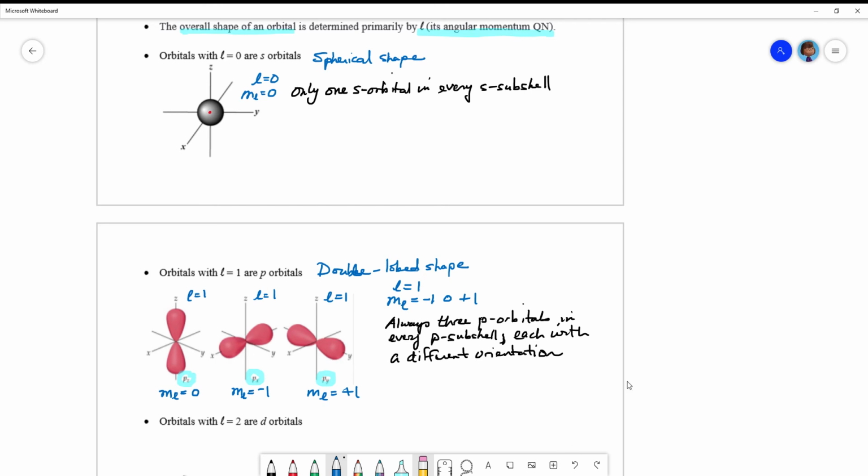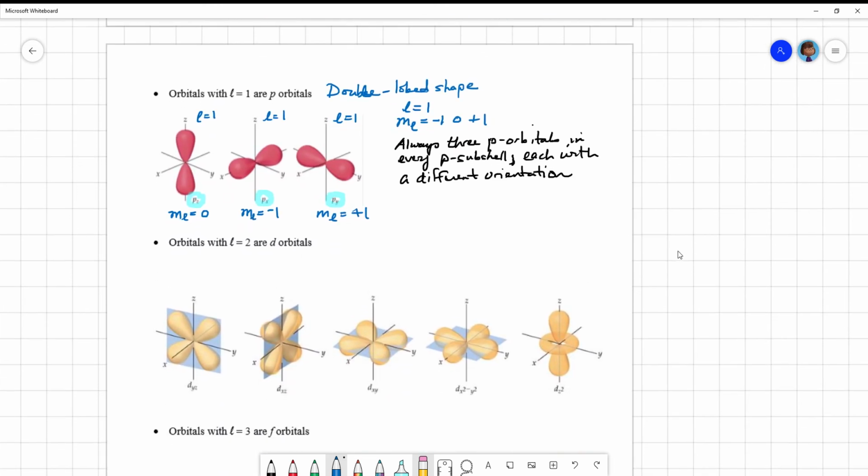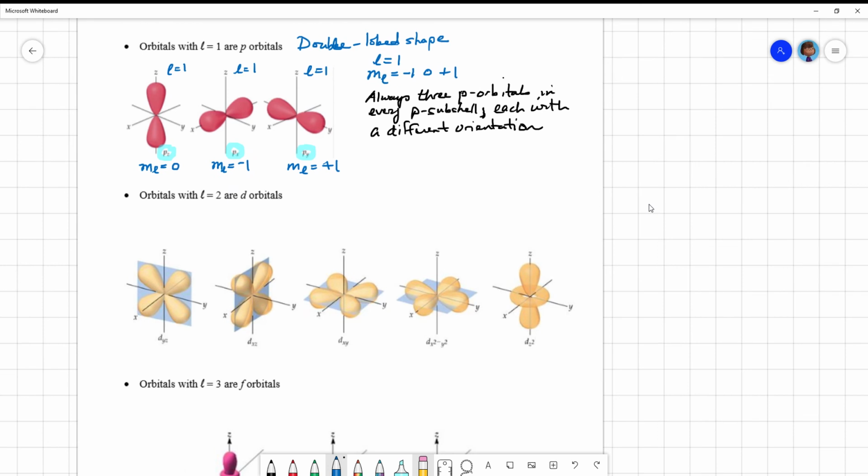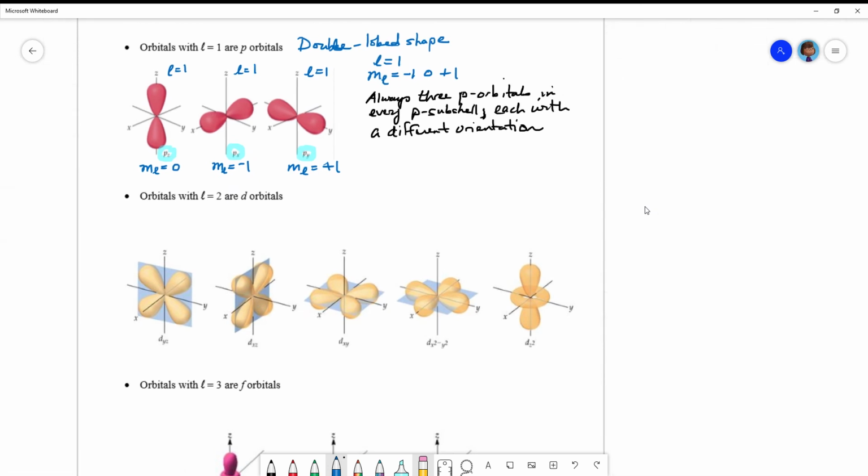Well, what about orbitals with L equals 2? Well, they're known as d orbitals. And we can see from the figures below that these orbitals tend to be what we call four-lobed orbitals. Sometimes they're described as having the shape of a four-leaved clover. So these are four-lobed in shape. Mostly. Turns out 4 out of the 5 are four-lobed, but the fifth one has quite a bit of a different shape.